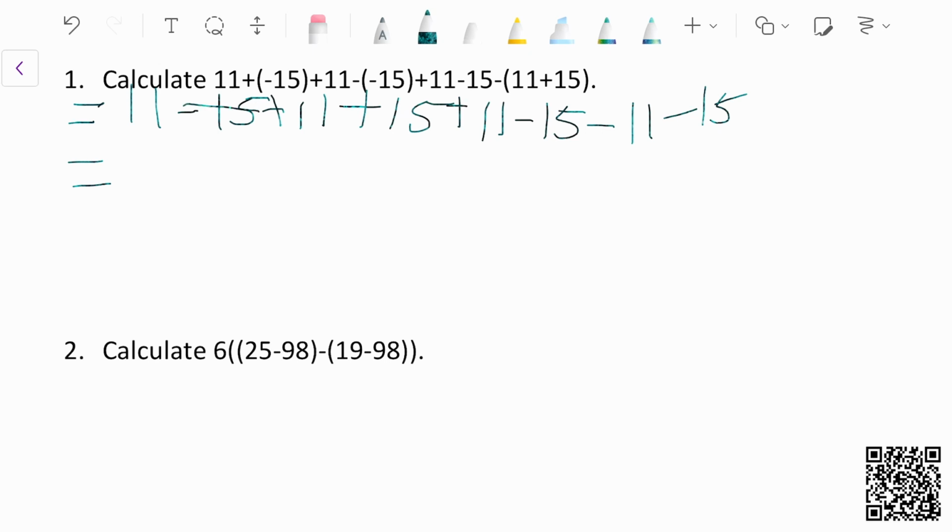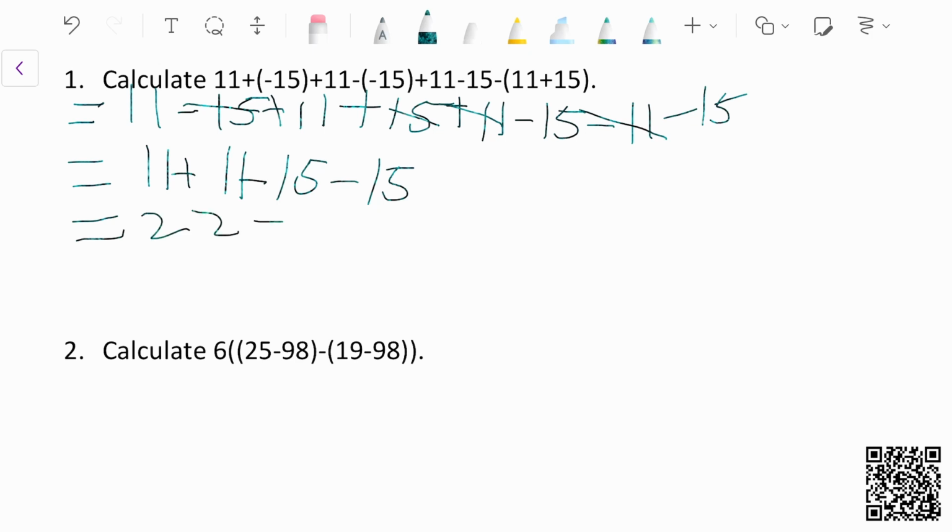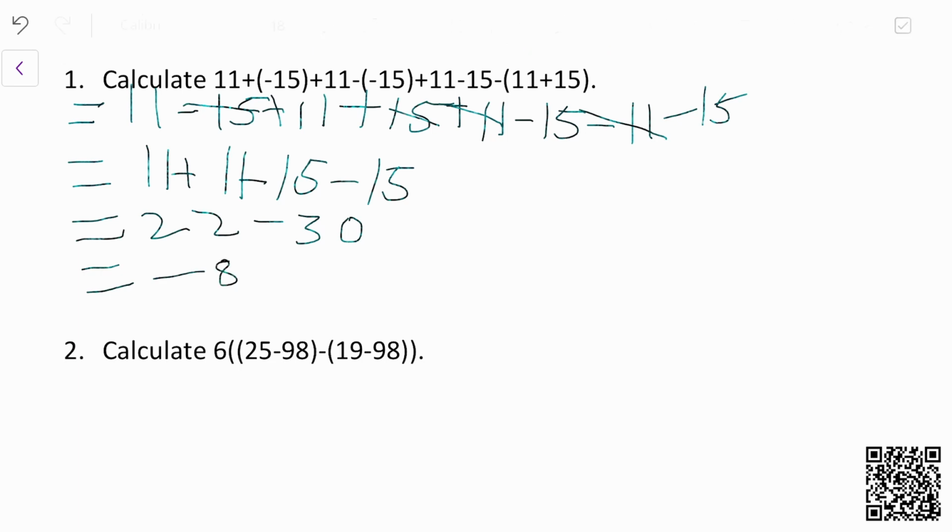Like this negative 15 and this 15, they would even themselves out to 0. This, the negative 11 and the positive 11. So now we would get 11 plus 11, subtract 15, because that's all we have left. These two would make themselves negative 30. These two would be 22. 22 subtract 30 is negative 8.